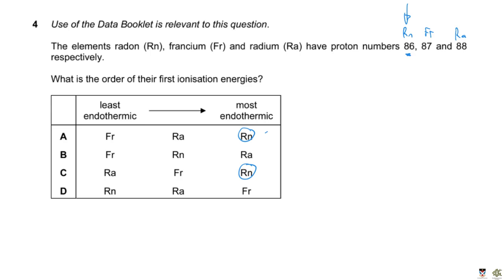If we then go to the next period, these have their outermost electrons in the same energy shell, so generally the same amount of shielding experienced by their outermost electrons. But as we go from left to right, there's an increase in the number of protons, therefore an increase in the nuclear charge, therefore a stronger attraction for the outermost electrons, and a more endothermic value. So the trend from francium to radium would be an increase in the endothermic value. So that must be this one, francium to radium. A is the correct answer.